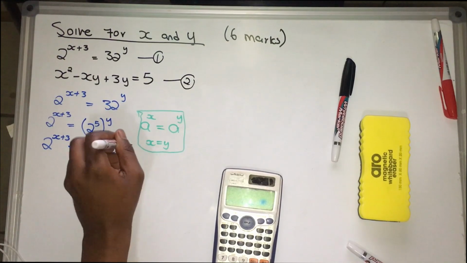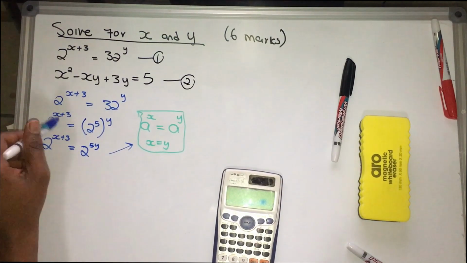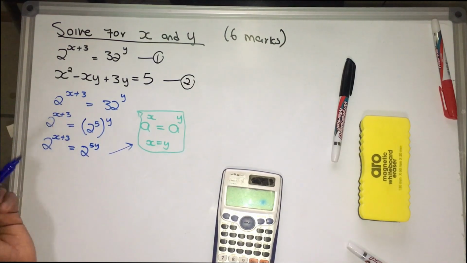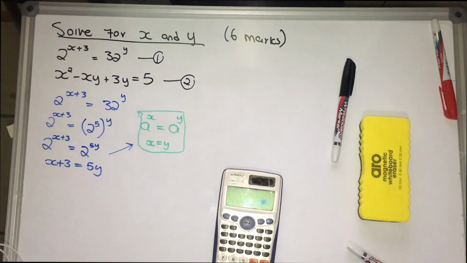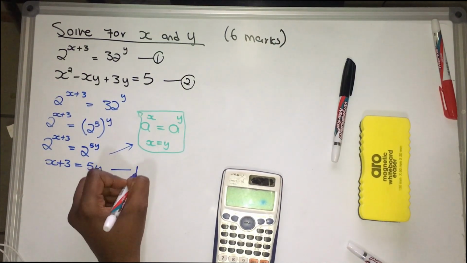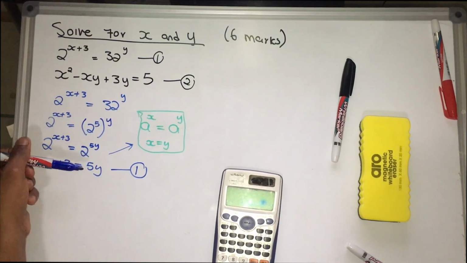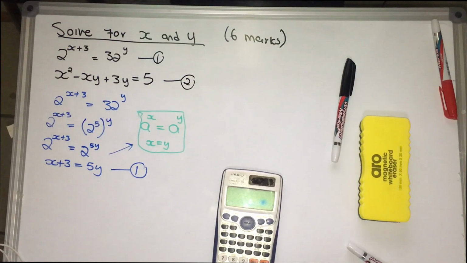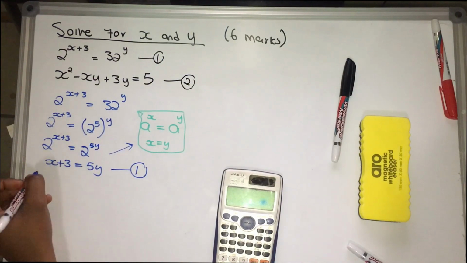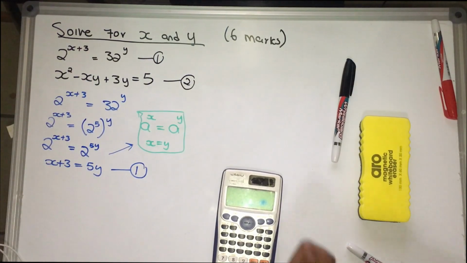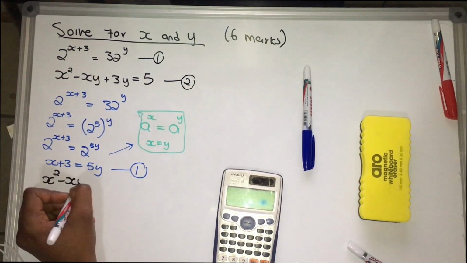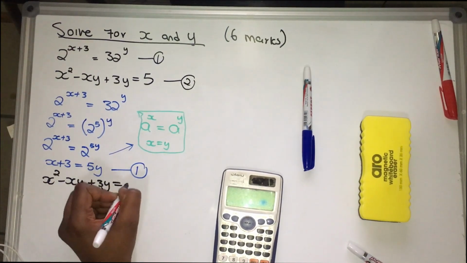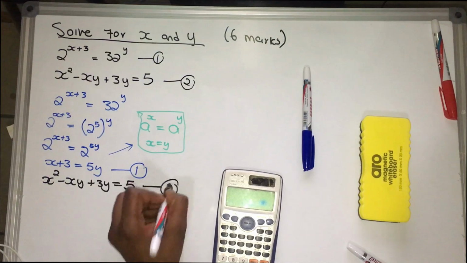So now I'll apply this rule: same base, so the exponents are equal. So this is x plus 3 equals 5y. Okay, so this is our equation 1. Then go back to black color, and our second equation is x squared minus xy plus 3y equals 5.